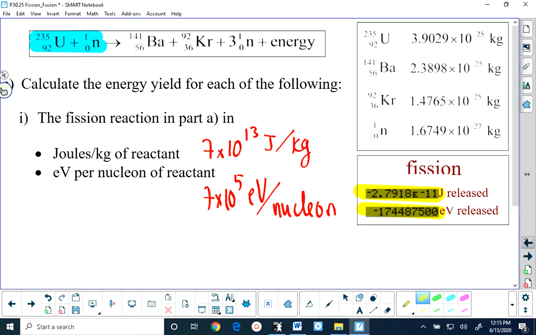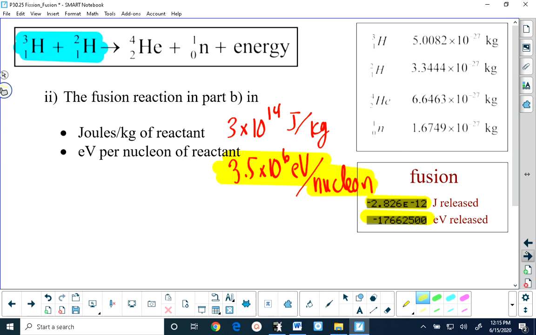Fusion has a lot more energy content per unit of reactant, which is another reason why we would like to get fusion nuclear reactors up and running. There's so much more energy to be had so that we can live our lives in comfort. We have one more thing that we want to do though.